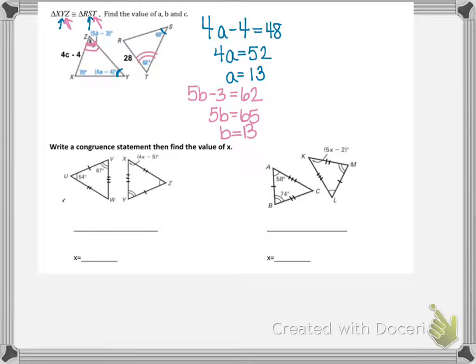Okay, and then I need to find C. So 4C is this XZ. XZ is going to match up with RT over here. So I'm going to set 4C minus 4 equal to 28. Then I'll add 4 on both sides and get that 4C equals 32. Divide by 4 on both sides, so C will be equal to 8.